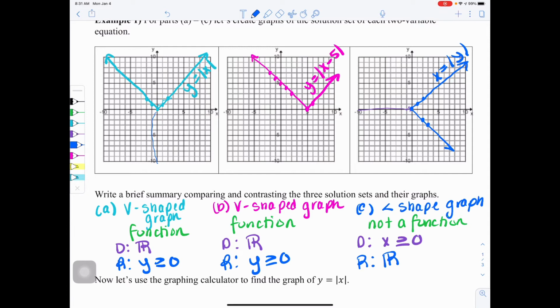And one last thing to mention about graph B. In graph B, it actually is translated, which means it slid 5 units right from graph A. So if we take a look at graph A and we actually count 1, 2, 3, 4, 5 over, that gives me this graph over here. So just a special note about that.